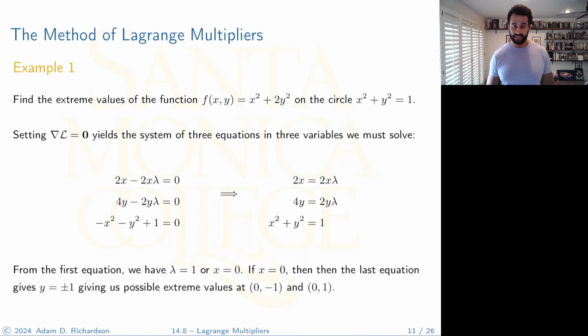Now what we want to do is set the gradient of L equal to 0, and in doing so, it's going to generate a system of equations that we then have to solve. Setting the gradient of the Lagrangian equal to 0, you get a system of 3 equations in 3 variables, x, y, and lambda. Here is the system right here: L sub x is equal to 0, L sub y is equal to 0, L sub lambda is equal to 0. And then moving things around, you get this.